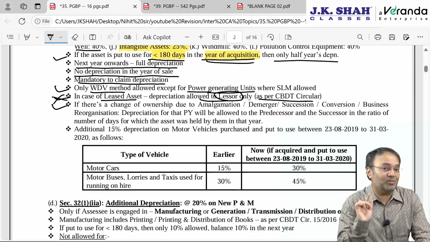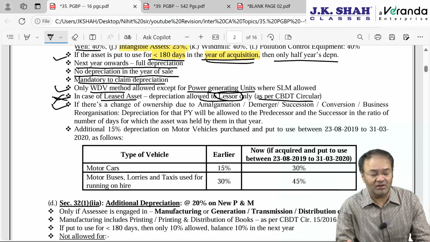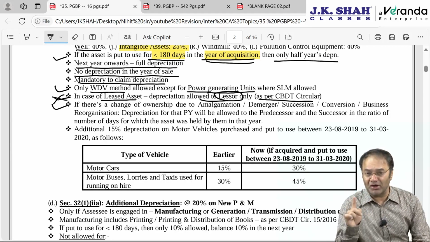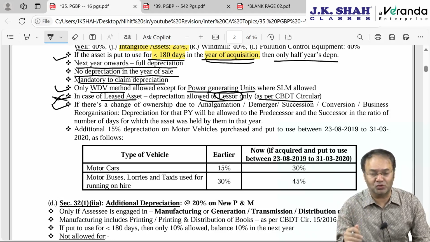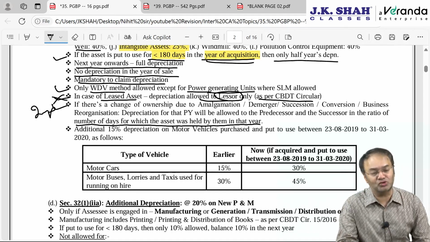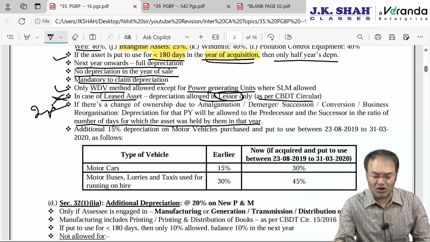No. Only for depreciation, remember it very clearly, the rules are slightly off the track. Here, depreciation will be allowed to both the parties, successor and predecessor, in the ratio of the number of days for which the asset was used by each of them. Okay, that is an important point, keep it in your mind. The ratio of the number of days for which the asset was held or used by them during that given previous year. Remember, the bifurcation is to be done having regard to the number of days and not the number of months.